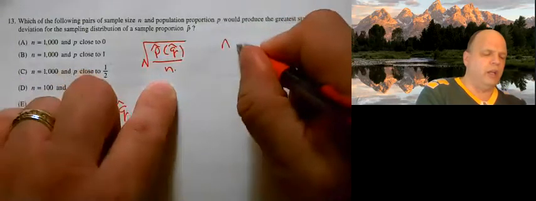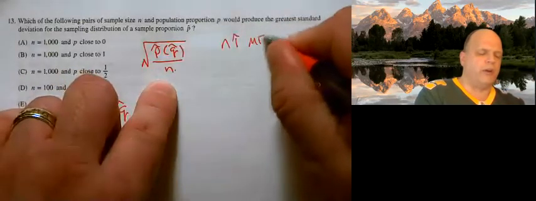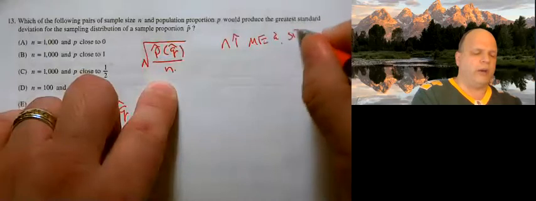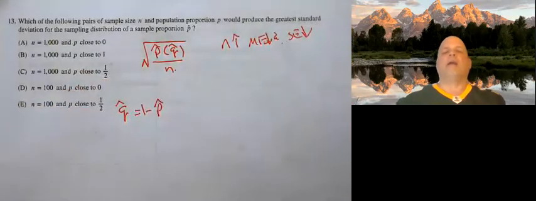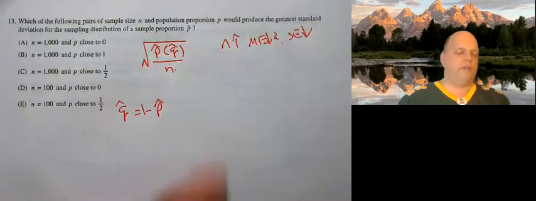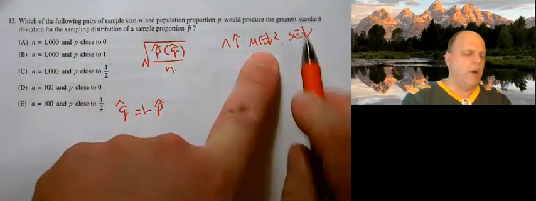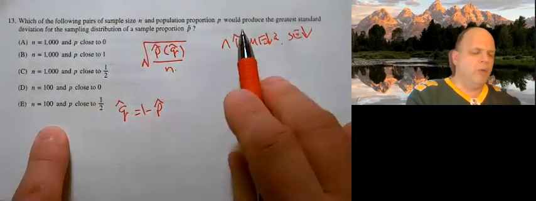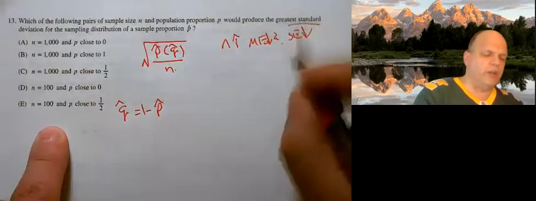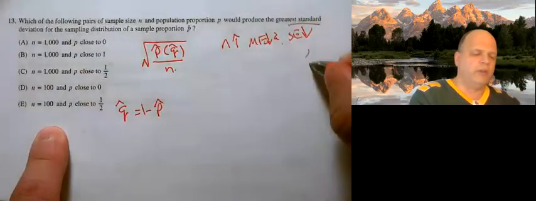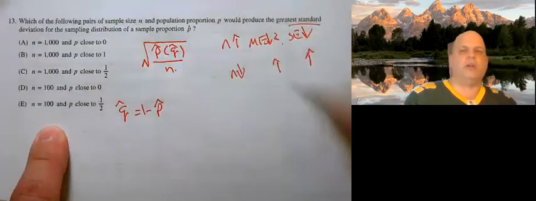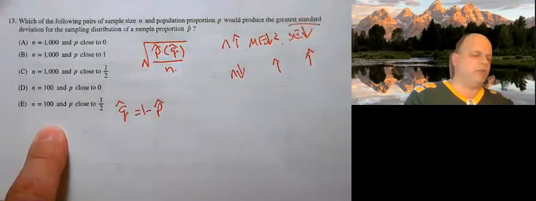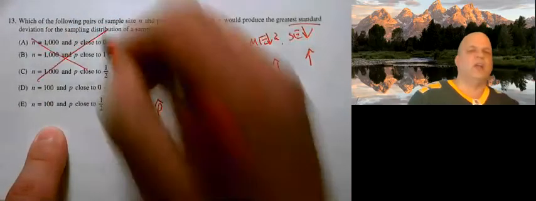As n increases, our margin of error and standard error decrease. But we want to produce the greatest standard deviation, so I want to flip these. So this needs to go up, which means the margin of error is going to go up, and n needs to go down. So I'm going to need the smallest sample size possible, which in this case takes me to 100.